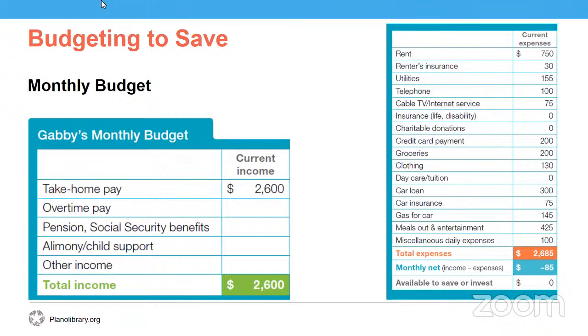After that, she lists all her expenses. Like income, these categories will depend a lot on your personal circumstances. So some common categories include housing, groceries, car payments, gasoline, and more. So we can see here that Gabby is not creating wealth. She is creating debt. So on average, she's spending $85 more a month than she's making.